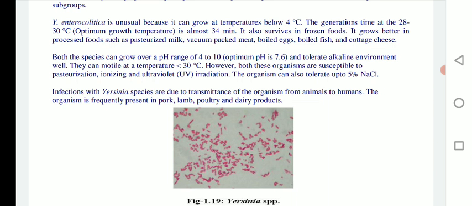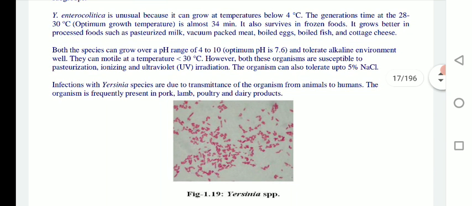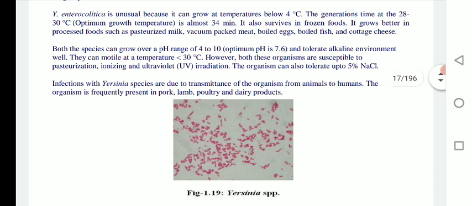It grows better in processed foods such as pasteurized milk, vacuum packed meat, boiled eggs, boiled fish and cottage cheese. Both these species can grow over a pH range of 4 to 10. The optimum pH for this bacteria is 7.6, and it can tolerate an alkaline environment as well. They are motile at temperatures greater than 30 degrees Celsius. However, both these organisms are susceptible to pasteurization, ionizing and UV radiation.